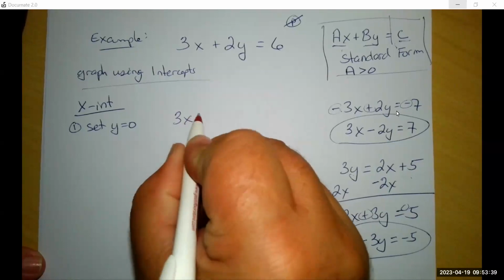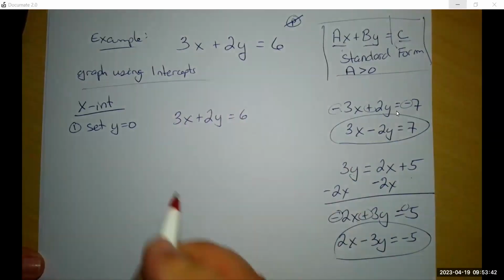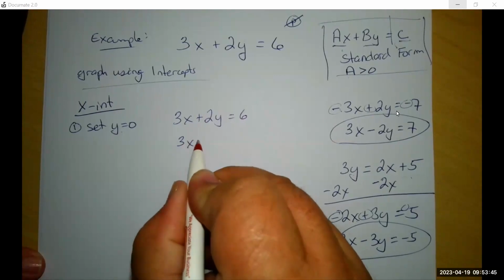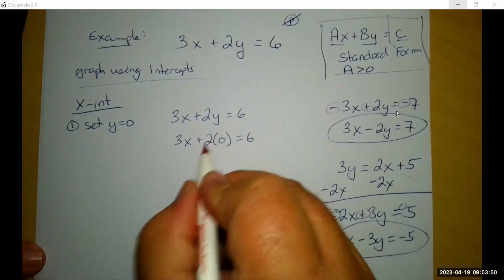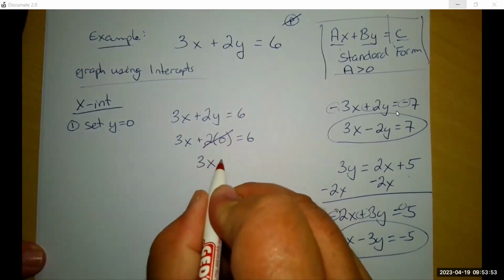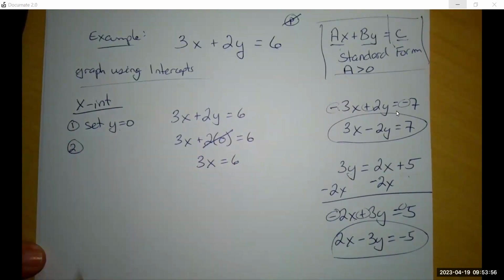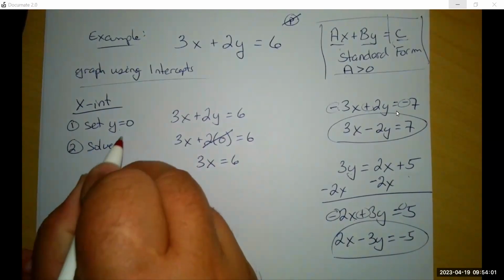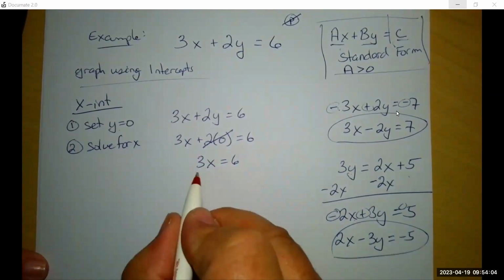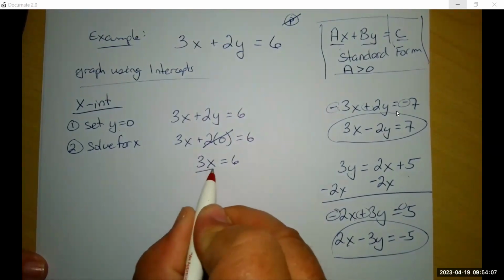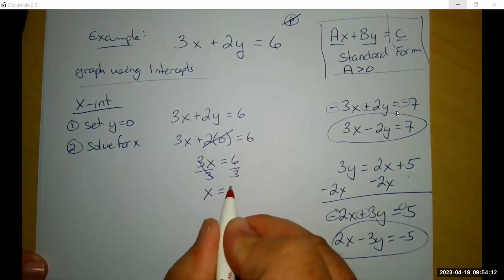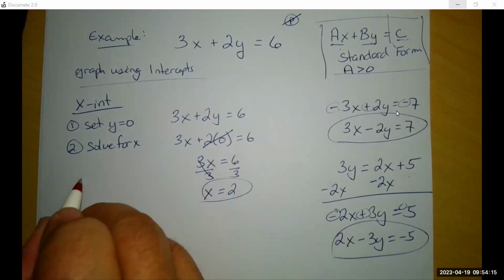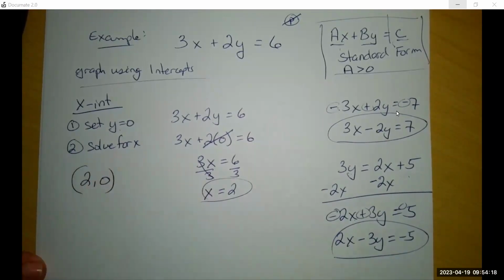So we have 3x plus 2y equals 6. First step, set y equal to 0. 2 times 0 is 0, so it's gone. Second step is what? It's all for x. Get the x by itself. I have to get rid of the 3. Divide both sides by 3. 6 divided by 3 is 2. So the x-intercept is at 2, 0.